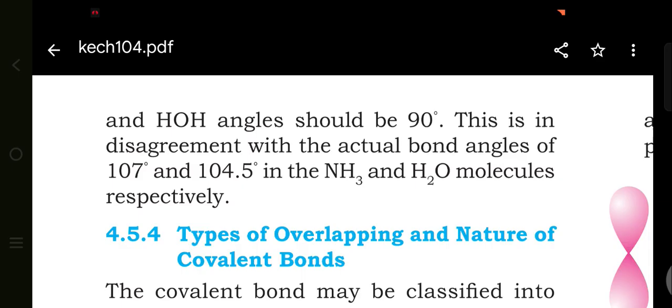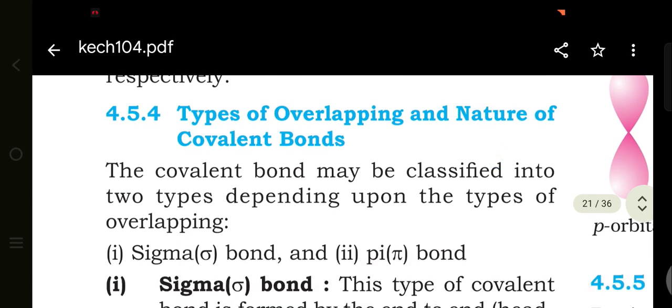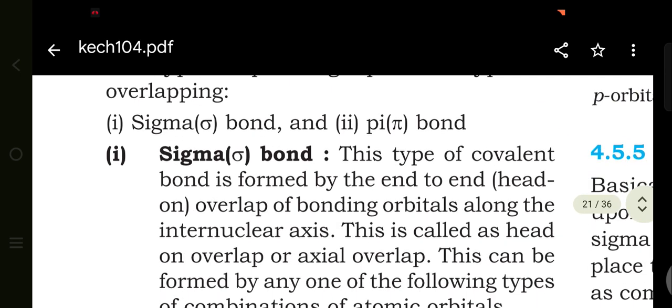This is in disagreement with the actual bond angles of 107 degrees and 104.5 degrees in the NH3 and H2O molecules respectively. Types of overlapping and nature of covalent bonds. The covalent bond may be classified into two types depending upon the type of overlapping: the sigma bond and the pi bond. Sigma bond. This type of covalent bond is formed by the end-to-end overlap of bonding orbitals along the internuclear axis. This is called head-on overlap or axial overlap.